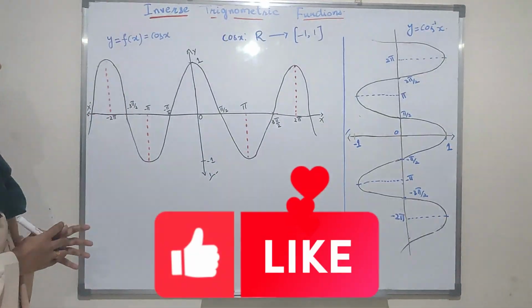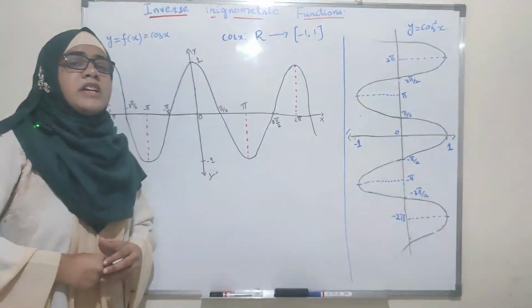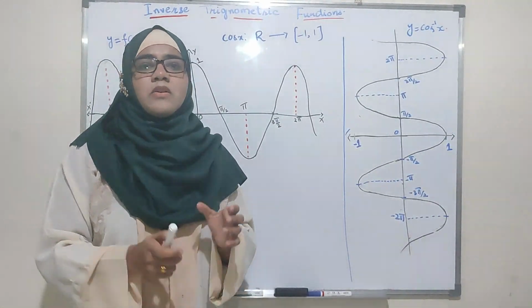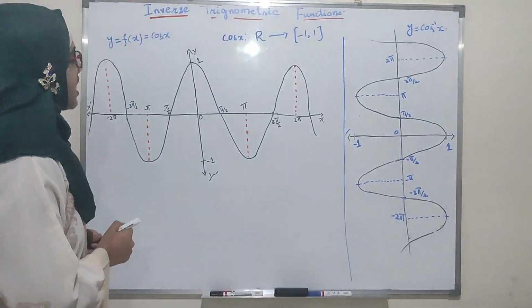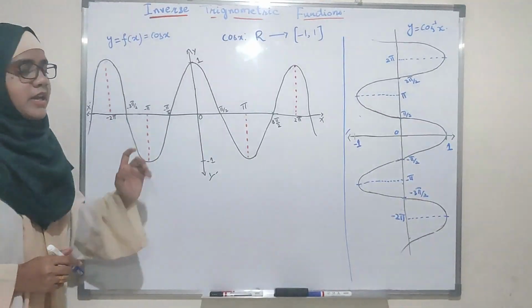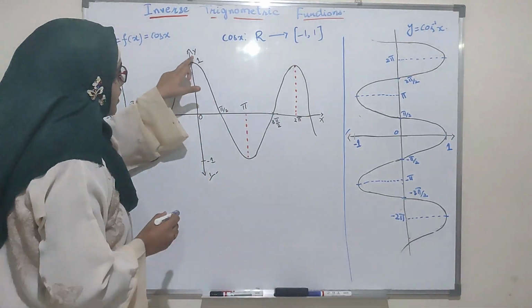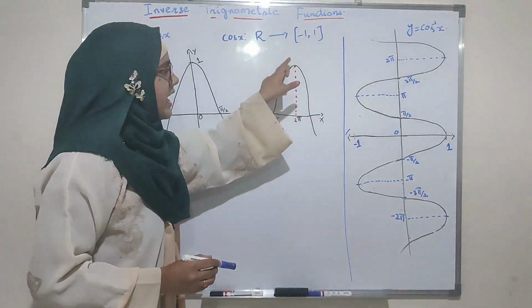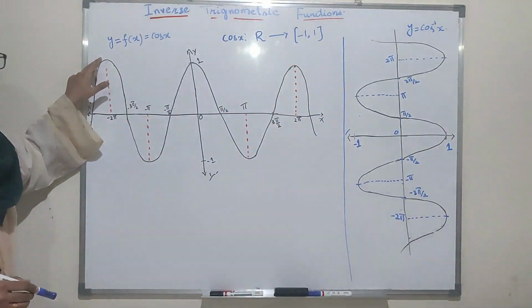So you can see that we have to find the inverse of cos x. To find the inverse of cos x, we have already discussed the function must be 1-1 and onto. So see here, this function is not 1-1. Why? On 0 we have the value 1, on 2 pi we have the value 1, and on -2 pi also we have the value +1.